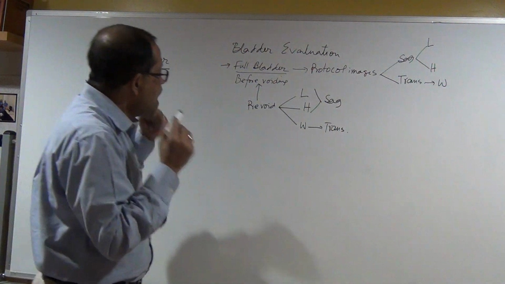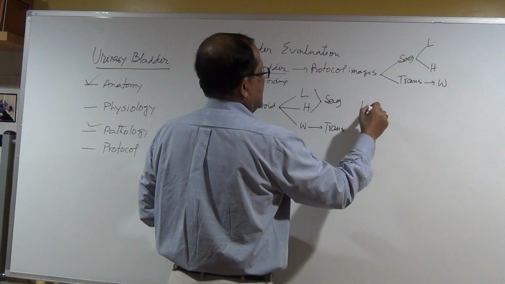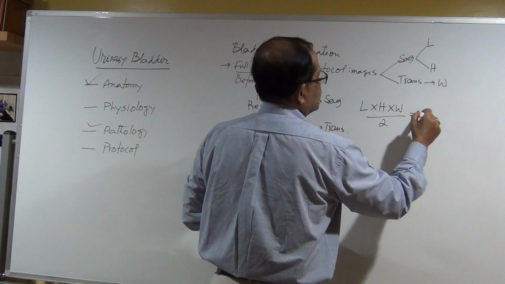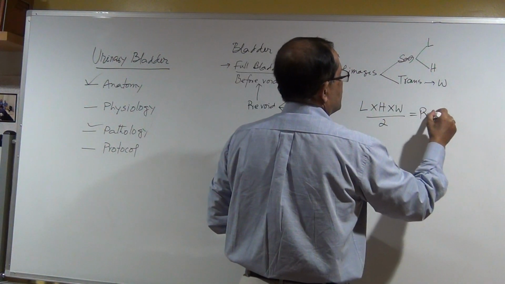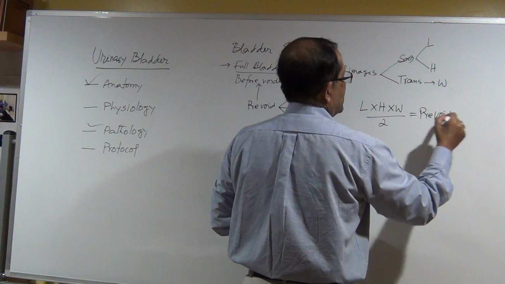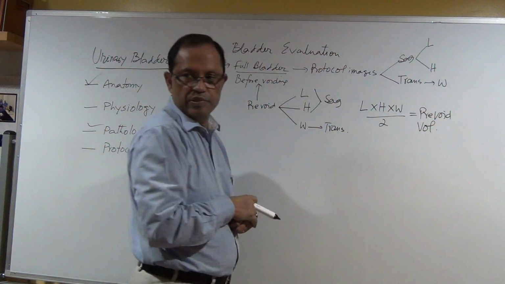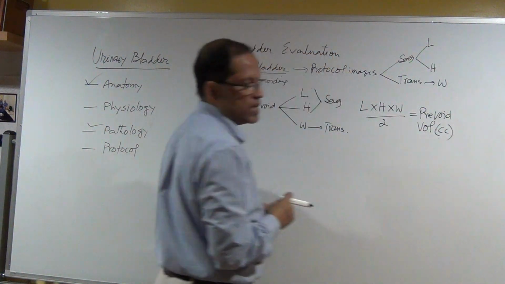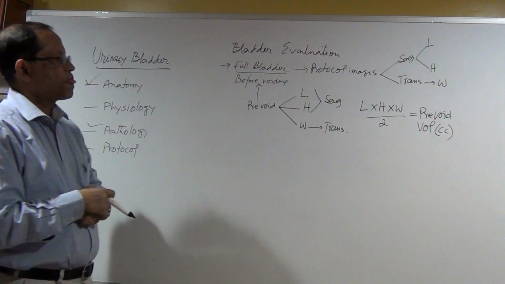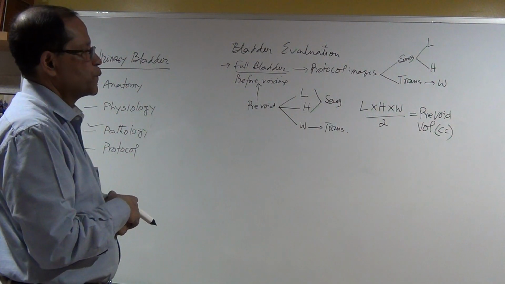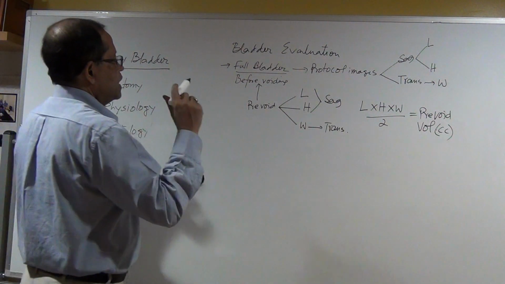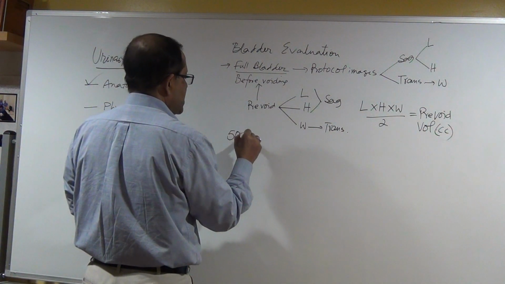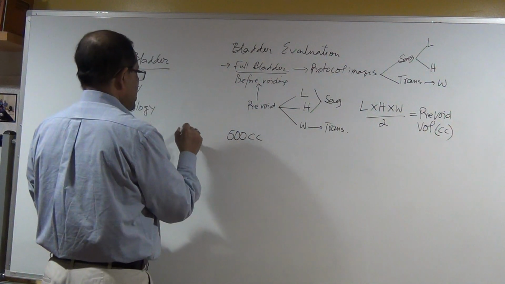Right? So now this length times height times width divided by 2, we will get the pre-void volume. Pre-void volume in cubic centimeter. Right? So, example, pre-void volume we got 500 cc. Pre-void.